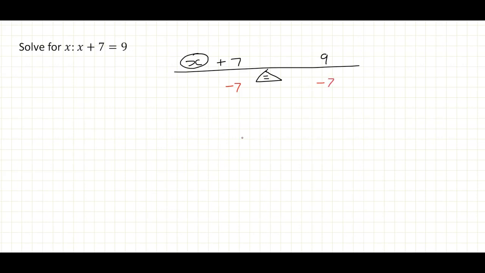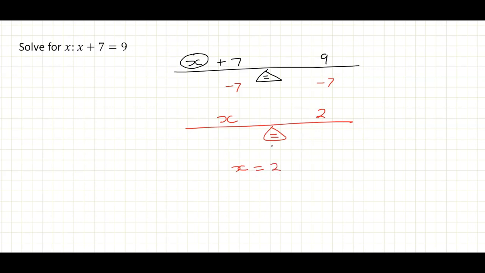So now, what does my scale look like? I have the same scale, equal to right here. I have 7 here, I take 7 off, so there's no number right here. So I'm left with just x on this side, and then I am left with 2: x equal to 2. So that is the scale approach.